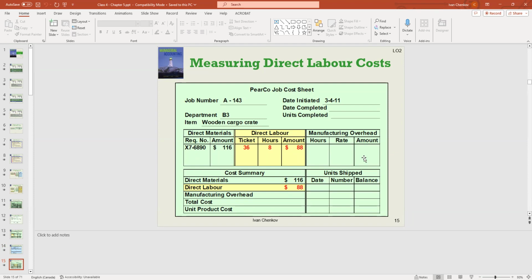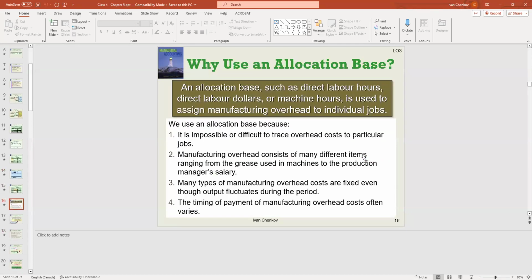So easy to trace. Now we come to the problem: what are we going to do with the manufacturing overhead? Somehow we have to allocate manufacturing overhead to our product. So we have to choose an allocation base. What are we going to choose for allocation base? We can choose different things. We can choose direct labor hours to be our allocation base, or we can choose direct labor dollar amount to be the allocation base, or we can choose machine hours to be the allocation base.